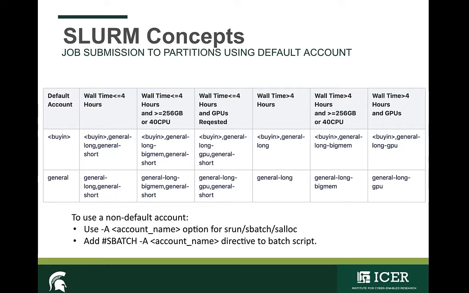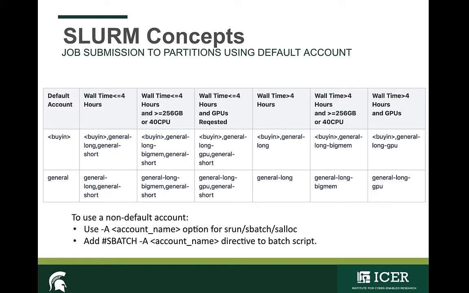But what if I want to use an account that is not my default account? So this is the case in which I have access to multiple accounts. During job submission, you can specify the account to be used on the command line using the -A option followed by the account name you would like to use. Or you can also specify it in your batch script using the directive #SBATCH -A followed by your account name.